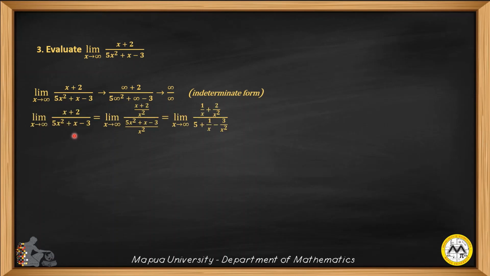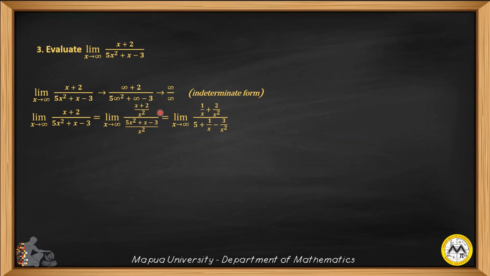So, what we need to do to be able to come up with a conclusive result is again to transform the expression x plus 2 divided by 5x squared plus x minus 3 into a form wherein evaluating the limit would give us something that is finite. Now, the way to transform is to divide both members of the numerator and the denominator by the highest degree x factor, which in this case is x squared.